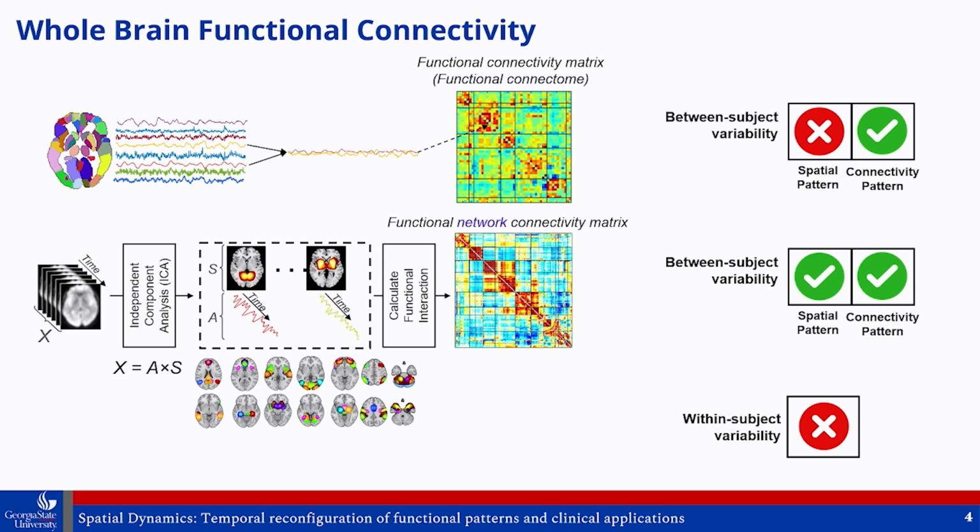Over the last decade or so, there has been growing interest and effort to quantify this time-varying functional connectivity. As a side note, when I'm talking about within-subject variability, I'm talking about variability over the course of a scan, over time, not between two sessions or between task and rest data, which these data-driven approaches handle just fine.